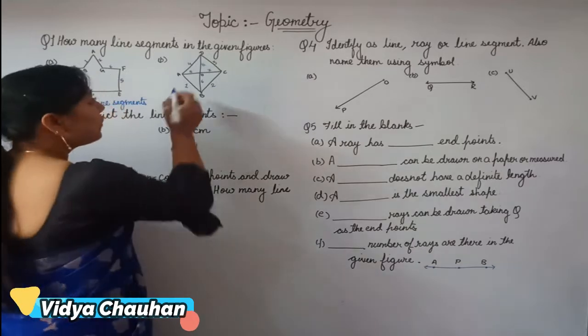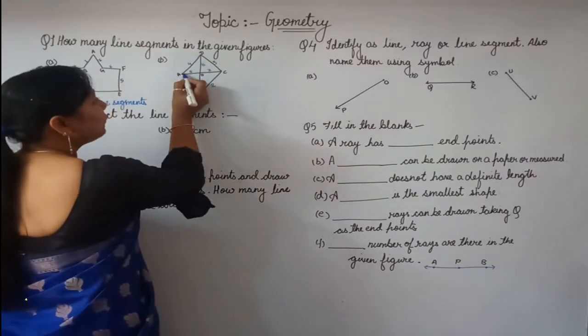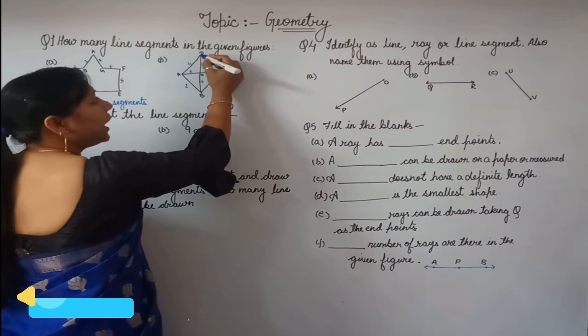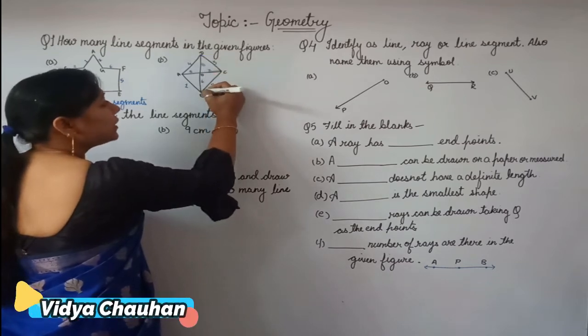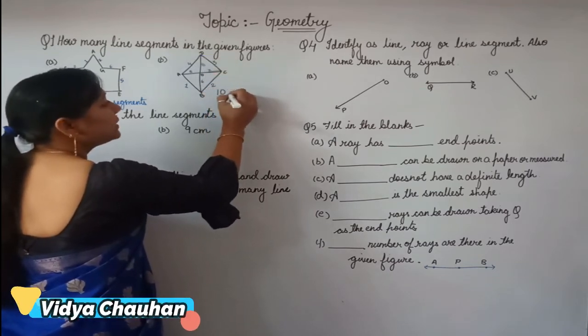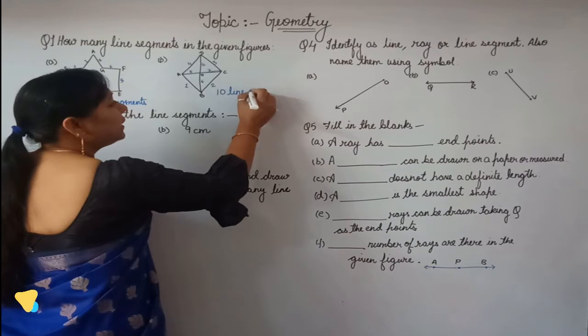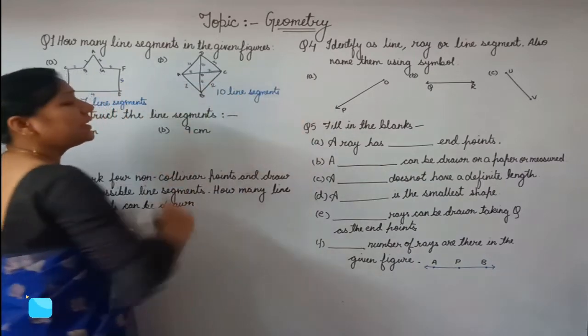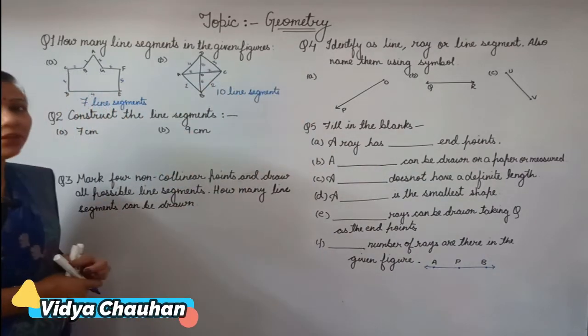8 done. Now after that there is a line segment from point A to C, so that is your number 9, and D to B, that is number 10. So how many line segments are there? 10 line segments. So there are 10 line segments in this second given figure.